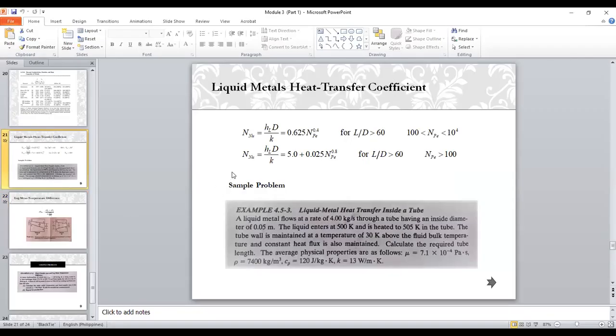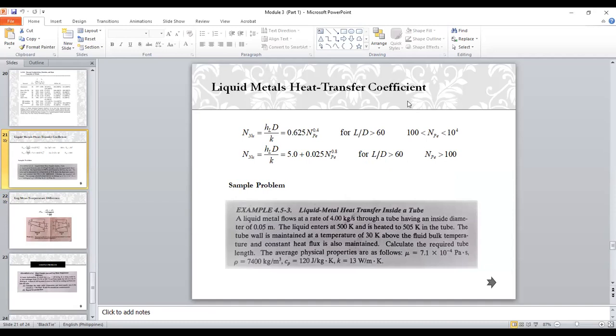So for liquid metals, the primary reason why liquid metals are being used is because of their high thermal conductivity. And actually, due to this high thermal conductivity of these liquid metals, they will also, as expected, have high heat transfer coefficients. So if they have high heat transfer coefficients, then of course, the rate of heat transfer will be higher.